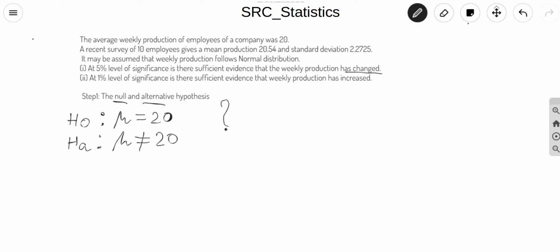Now what type of test is this? When the alternative hypothesis has the not equal to sign, that means the alternative hypothesis is two directional, and the test is called a two-tailed test.